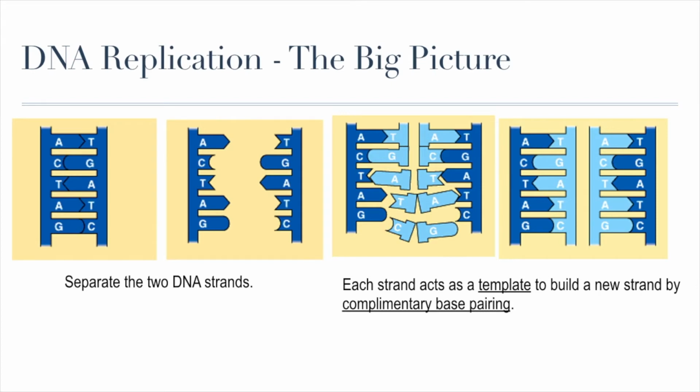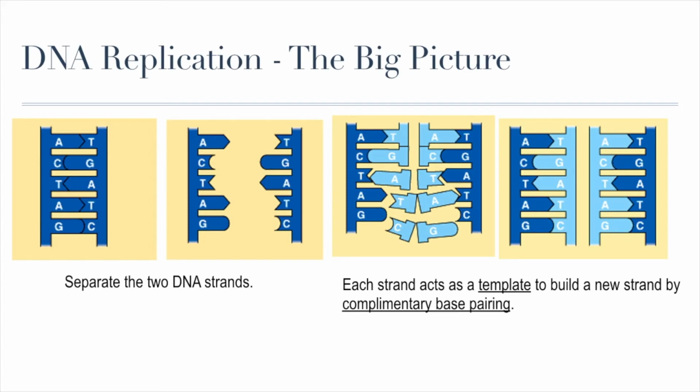Wherever there's an adenine, a thymine would be added. Whenever there's a cytosine, a guanine. Wherever there's a thymine, an adenine. And whenever there's a guanine, a cytosine. So the complementary base pairs essentially allow each parent DNA strand to serve as a template for the new DNA strand. And that's it. That's it for the big picture, at least.